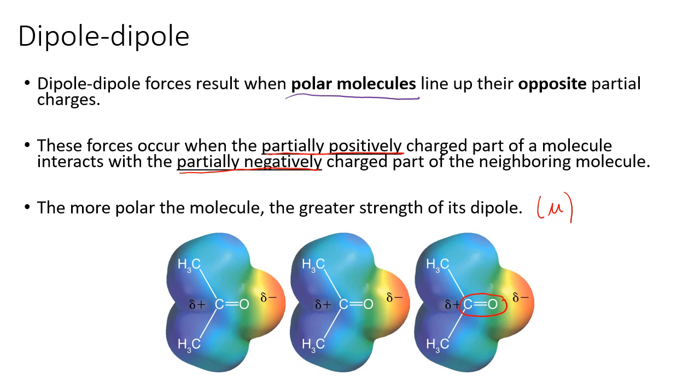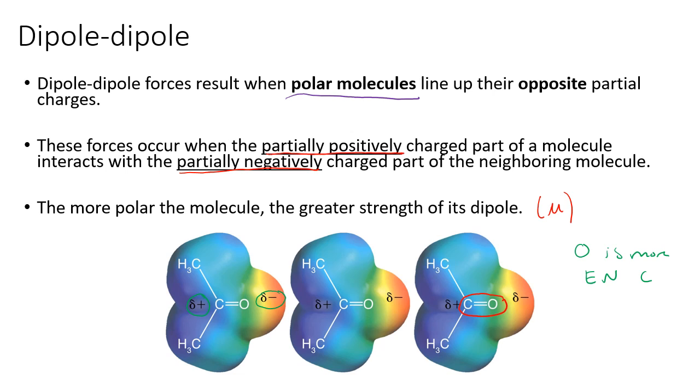There is one end that is partially positive, and that happens to be the end of the carbon. And there's one end that's partially negative, and that's the end where the oxygen is. So oxygen is more electronegative than carbon. And so that means that there's a difference in that electronegativity. Those electrons are pulled more towards the oxygen, and so it ends up developing a partial negative charge.